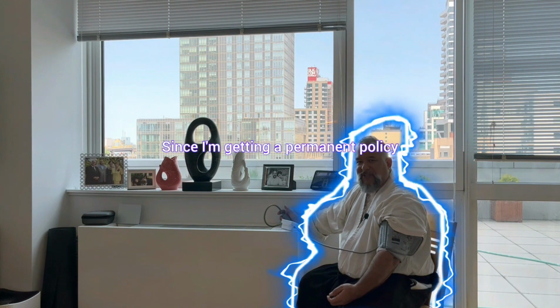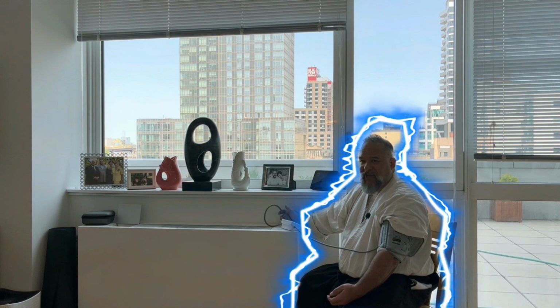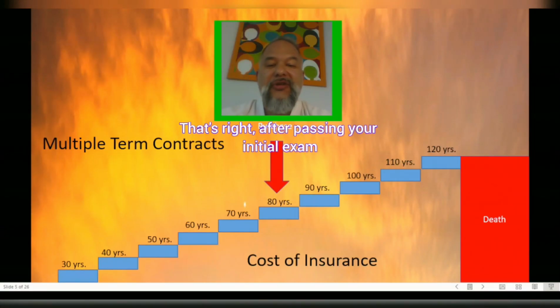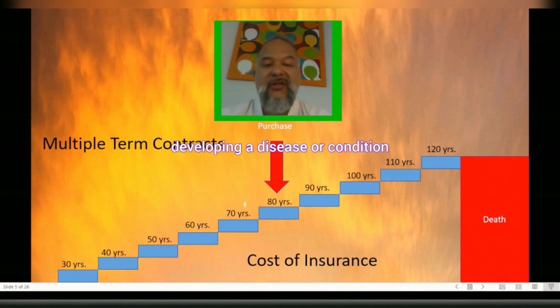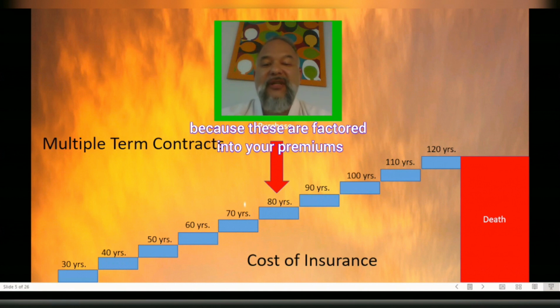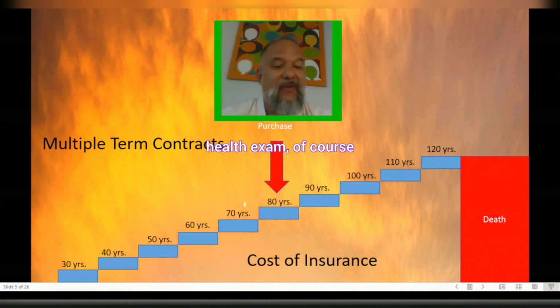And that's it. Since I'm getting a permanent policy, this will be the first and last time I have to undergo getting a physical exam, including the blood test, of course. That's right. After passing your initial exam, you don't have to worry about the risk of developing a disease or condition, becoming too overweight, or simply not qualifying because these are factored into your premiums. If, of course, you qualify under the initial health exam, of course.